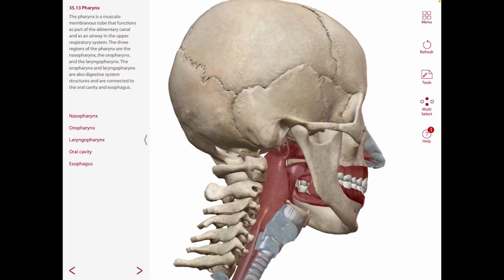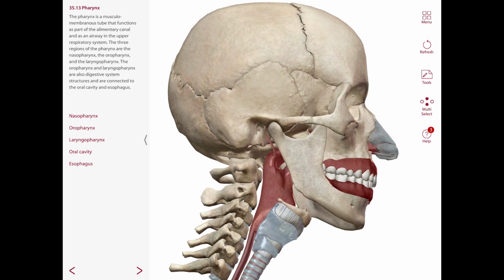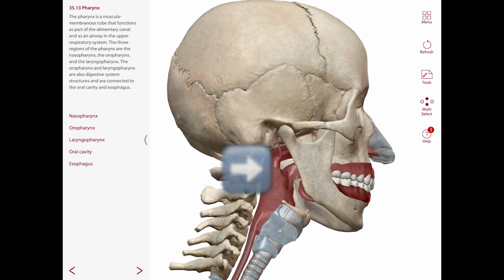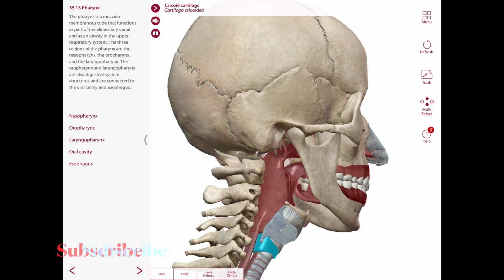The pharynx is a fibromuscular funnel-shaped organ, and it's a common chamber of the digestive and respiratory systems, meaning that both systems will share this structure. This structure extends from the base of the skull to the inferior border of the cricoid cartilage, which makes the lower border of the body of C6, where it becomes continuous with the esophagus.